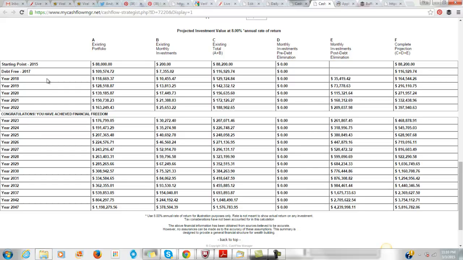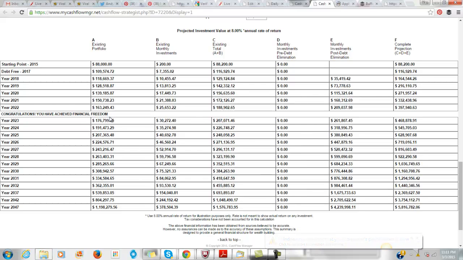And here are the years. We're starting at year 2015. And this is what we had in our existing portfolio. And it's taking the information that we plugged in at the top. And this is the projected investment value at an 8% annual rate of return. So basically, this is telling us that from year 2015, we're going to get down here, and it says year 2022, I have achieved financial freedom.